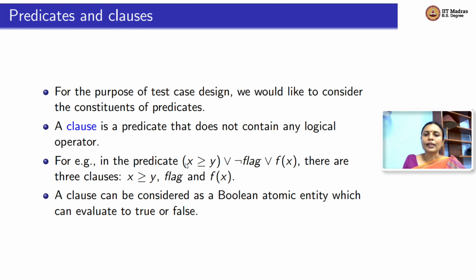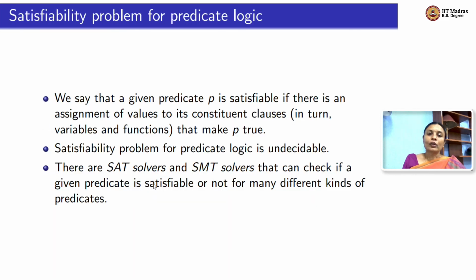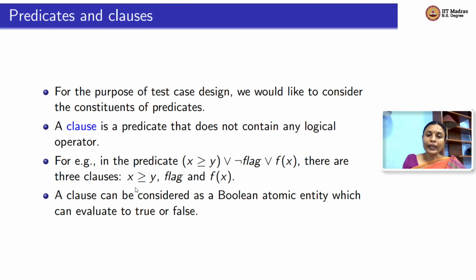For example, suppose I had a predicate that looked like this: x greater than or equal to y, or not flag, or f of x. Then this one has three clauses. The first bit, x greater than or equal to y. Second one, not flag. Third one, f of x. Clauses are joined with operators like and, or, not to get larger predicates. Clauses themselves are like smaller atomic predicates. Is that clear?